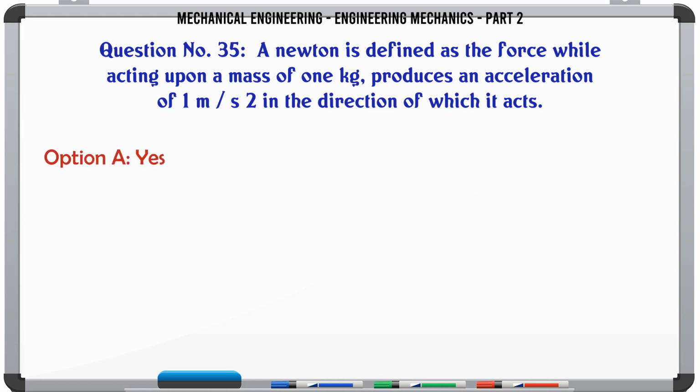A newton is defined as the force which, while acting upon a mass of 1 kg, produces an acceleration of 1 m/s² in the direction in which it acts. A. Yes. B. No. The correct answer is yes.